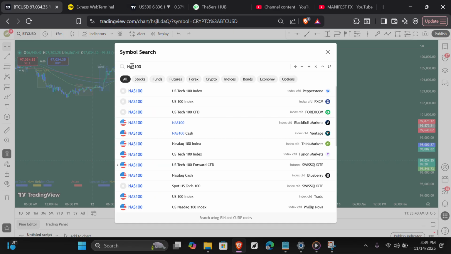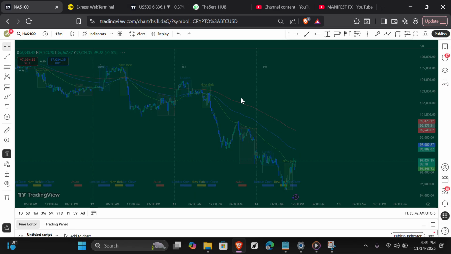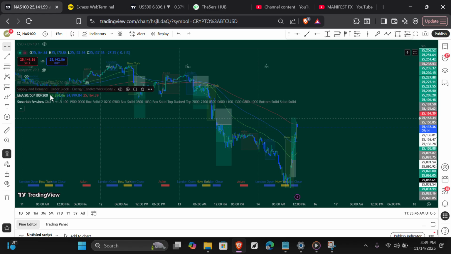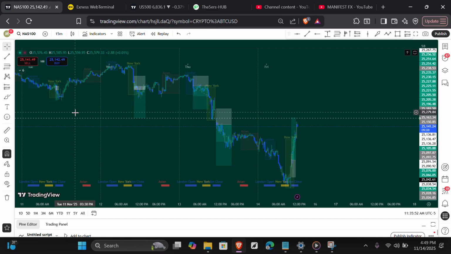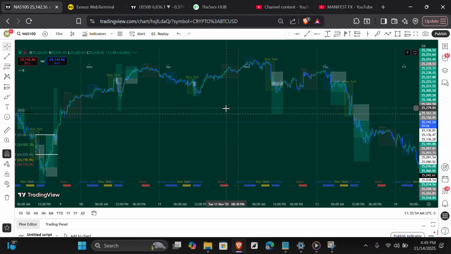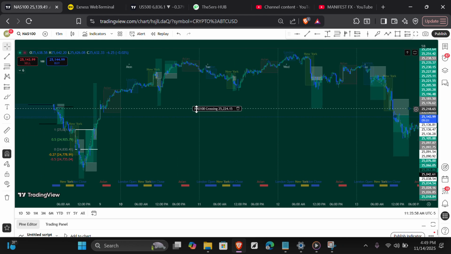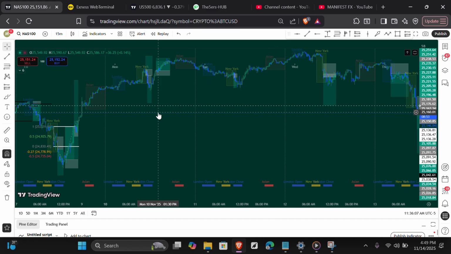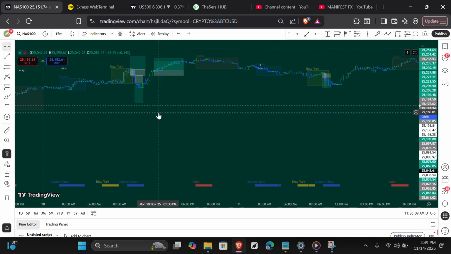NAS 100. So today we will not be making use of the EMAs, so let's just turn that off. For this strategy, I do trade it during the Q zones also, and it's just a basic trend continuation strategy. And as you can see, today is Monday. I mean, I started trading from Monday.